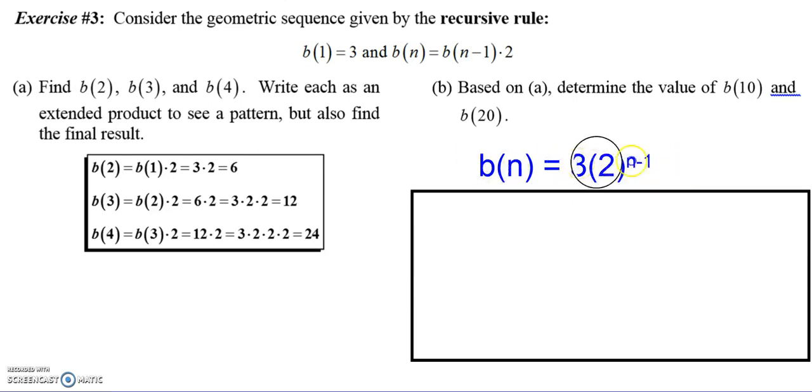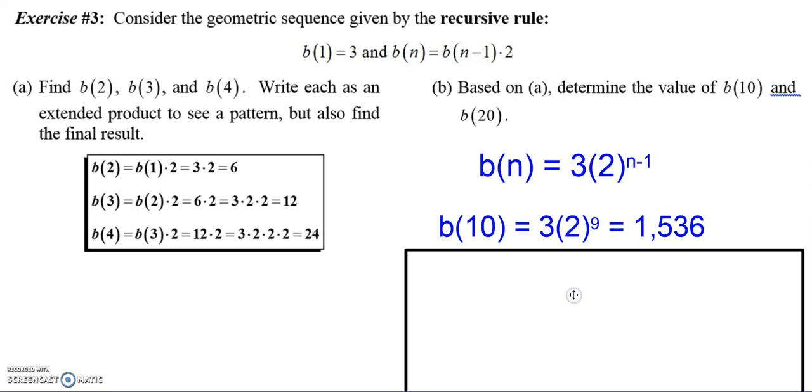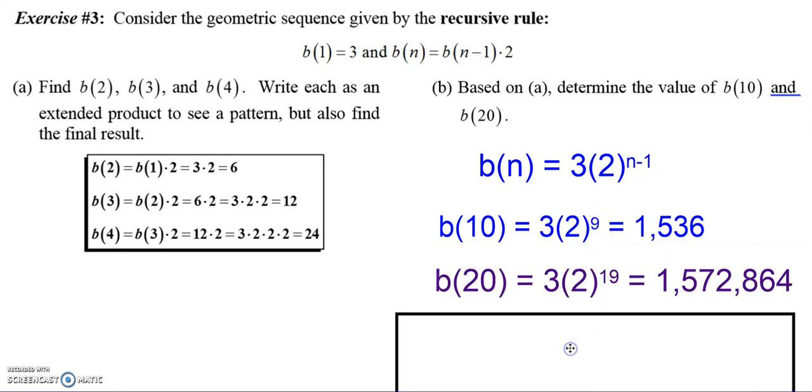So we have to be able to come up with this sequence formula on your own. And then from there, we could use that to fill it in. So we would find b sub 10, which really means 10 minus 1, so you would do 2 to the 9th power, and you got the 1536. And then b sub 20 would be the same thing. Take the 3, multiply it by 2 to the 19th power, because that's n minus 1, and you got this 1,572,864. So this is important.